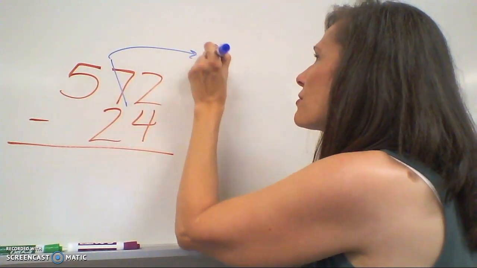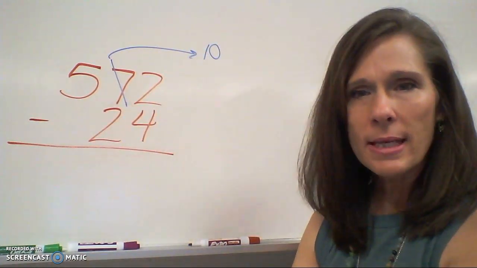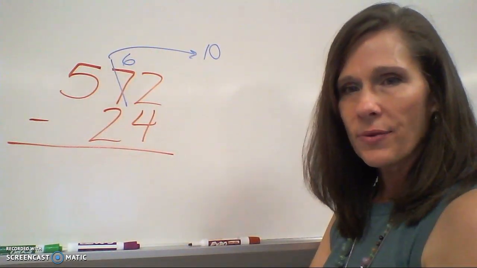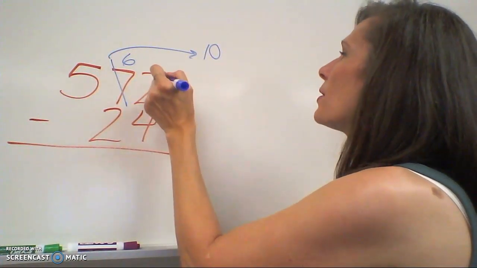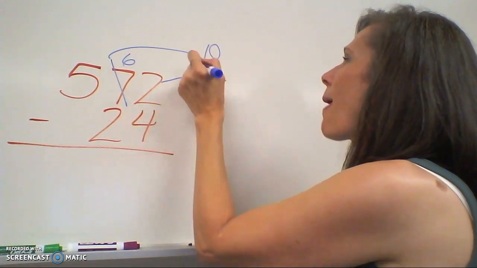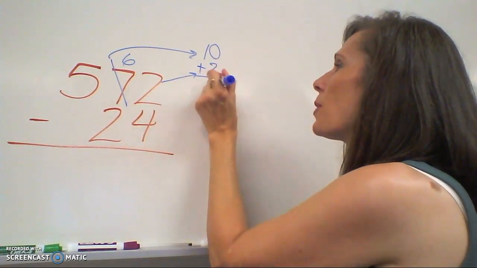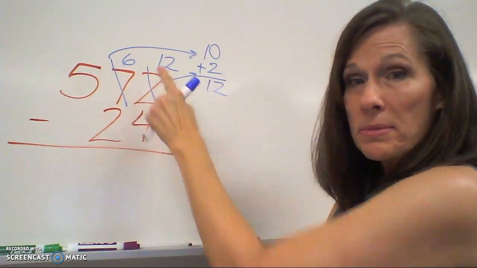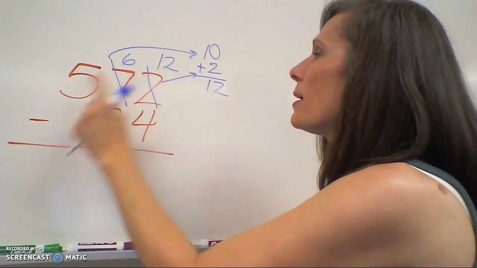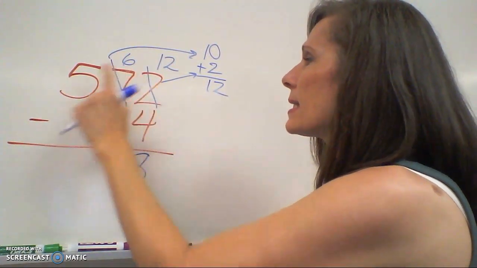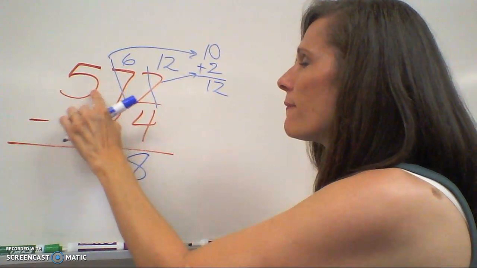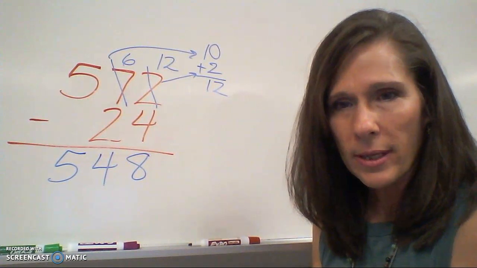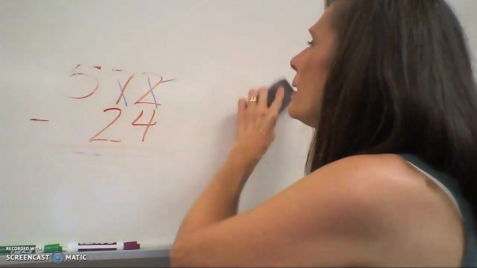The 7 says, here's your set of 10. The 7 just gave up a set of 10, so now it is 1 less, so that means it's a 6. Which number asks for the set of 10? The 2. So the 2 gets together with the 10, and now 10 plus 2 equals 12. So my 2 now becomes a 12. So now there's more on the top, so no need to stop, right? 12 take away 4 equals 8. 6 take away 2 equals 4. 5 take away nothing equals 5. Final answer, 548.